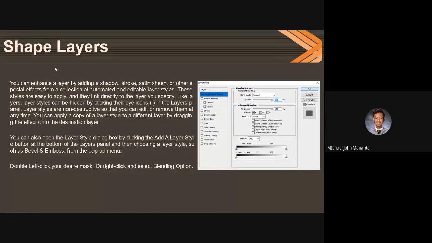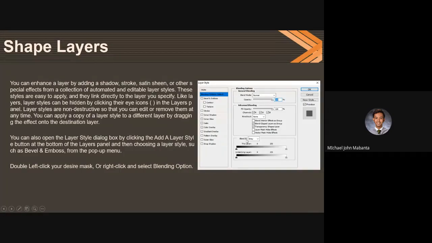You can apply a copy of the layer style to a different layer by dragging the effect onto the destination layer. You can also open the layer style dialog box by clicking the add layer style button at the bottom of the layers panel and then choosing a layer style such as bevel and emboss from the pop-up menu. Double left click your desired mask or right click and select blending option.